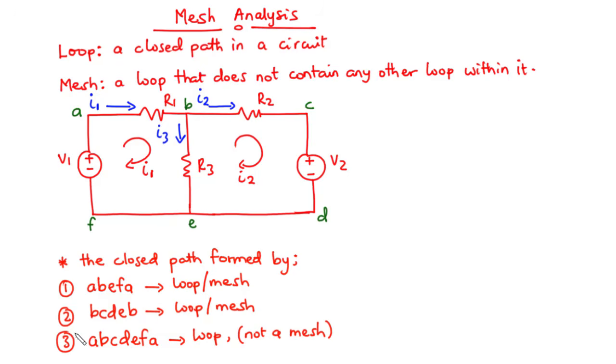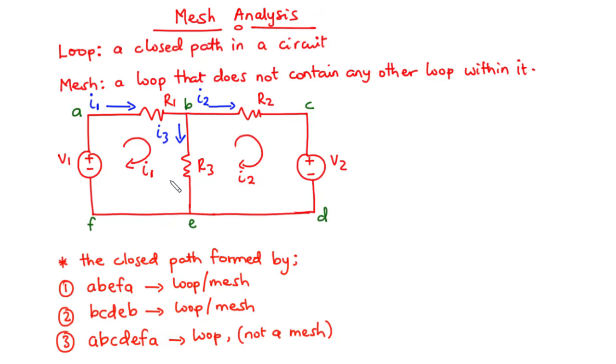On the other hand, the outer loop, which is the closed path formed by A, B, C, D, E, F, A, even though it is a loop, cannot be called a mesh, because inside the outer loop we have two meshes, or better still, two loops. We have loop 1 or mesh 1, and then loop 2 or mesh 2. Since the outer loop contains at least one loop within it, it cannot be called a mesh even though it is a loop. So always remember that a mesh is defined as a loop that does not contain any other loop within itself.